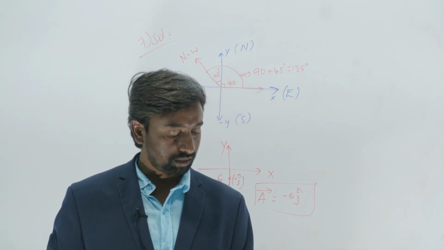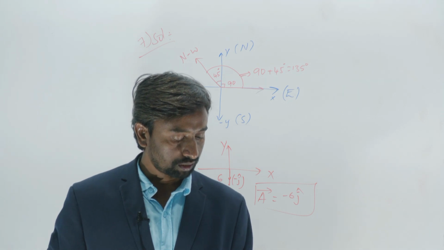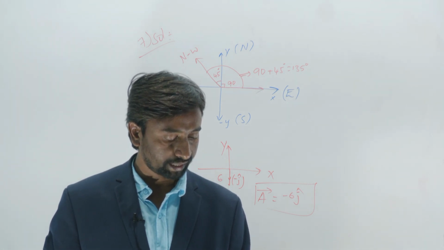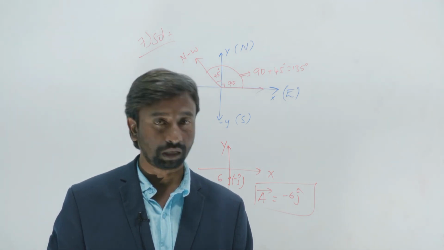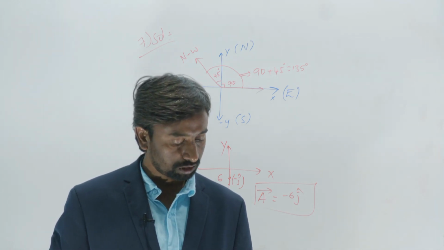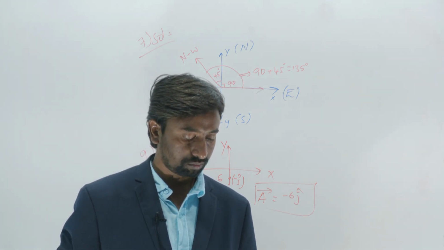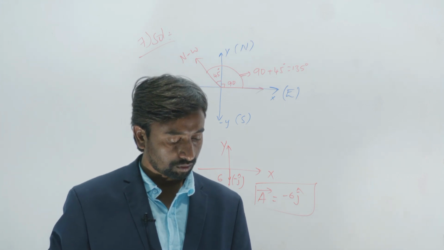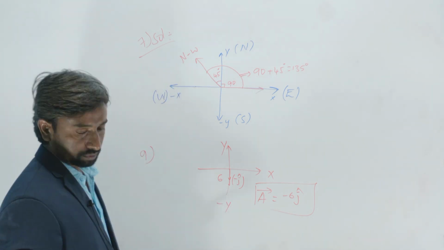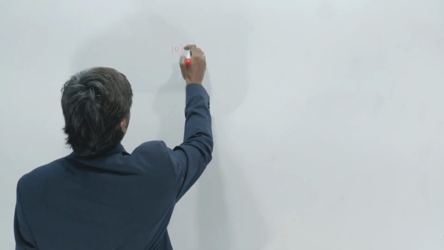Now the 10th one: a person moves 4 meters due north and then 4 meters due east. Then the direction of the displacement from the original position is. We'll write here the 10th one: a person moves 4 meters due north.